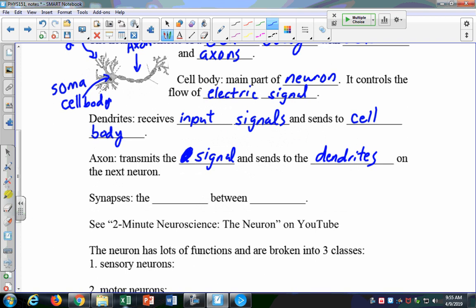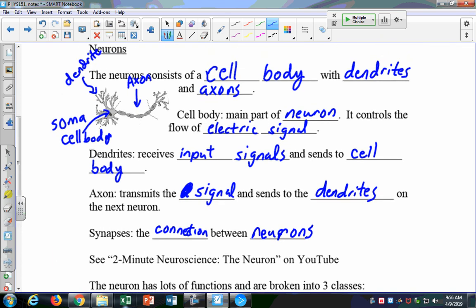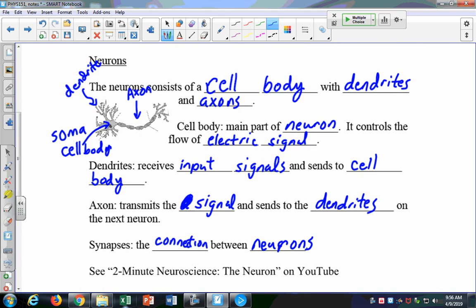And then the synapses. These are the connections between the neurons. So our synapses are going to be up here. They're also called the axon terminals. Our synapses.